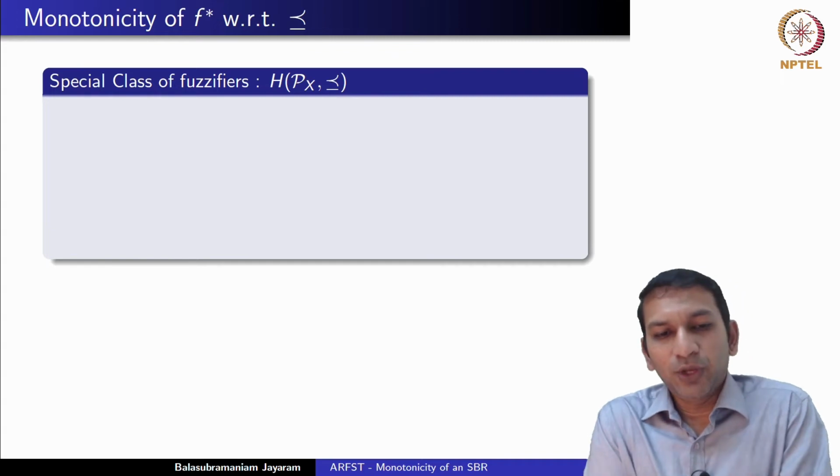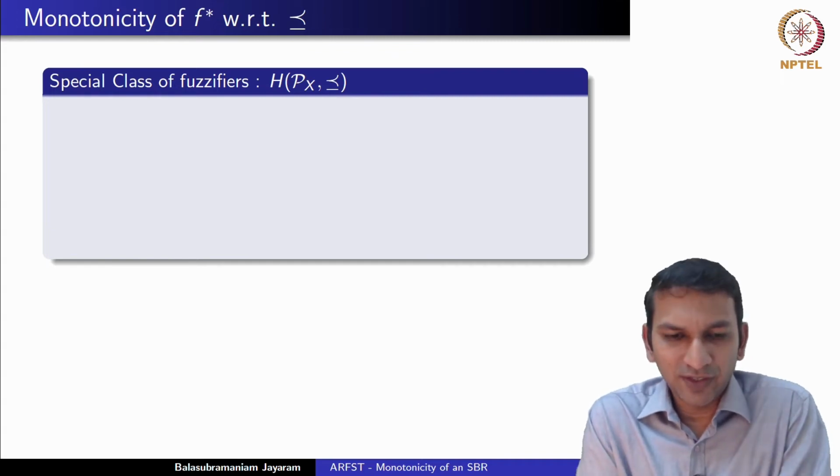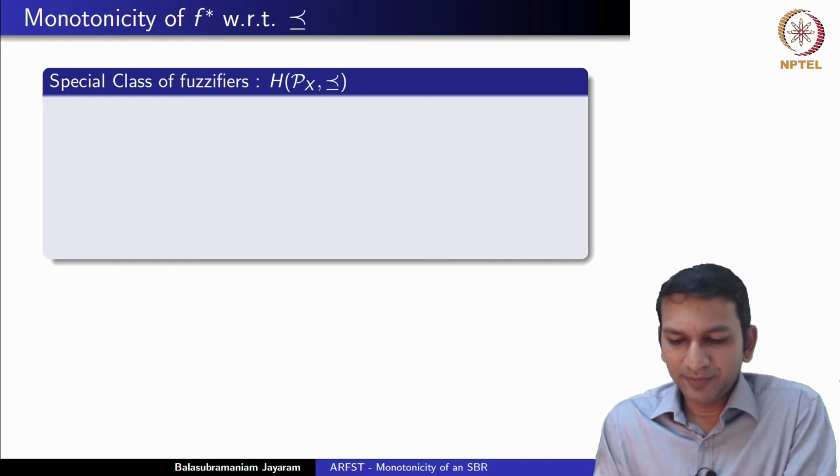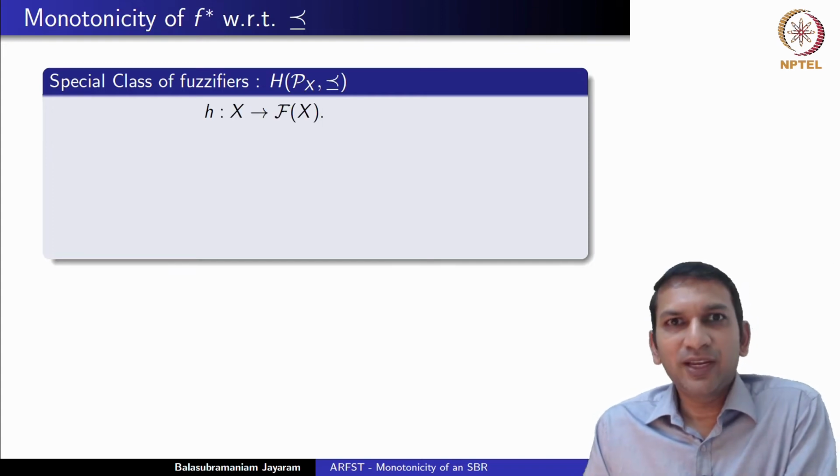Well, we also want to introduce a special class of fuzzifiers. We know a fuzzifier H is a mapping from X to f of X.